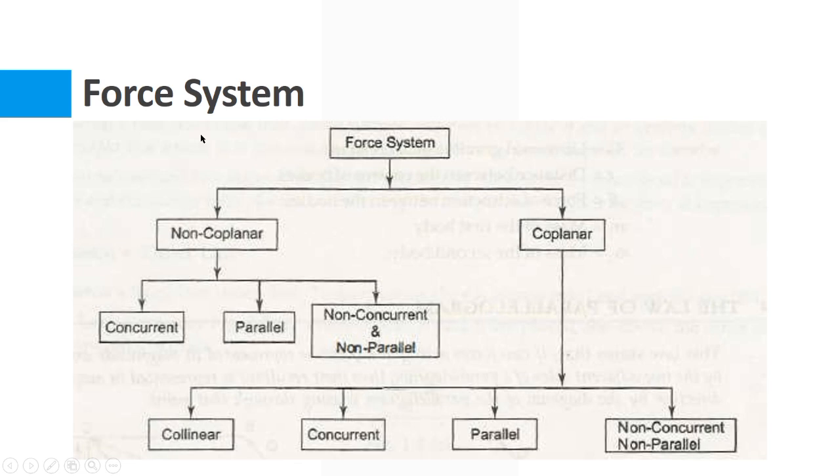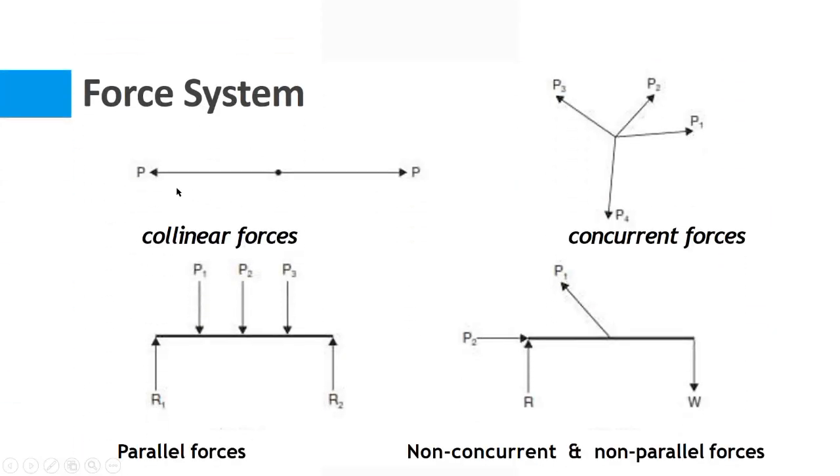Now let's discuss the force system. Force systems can be non-coplanar or coplanar. Coplanar means that all the forces are acting in the same plane, while non-coplanar means that the forces are not acting in the same plane but in different planes. Non-coplanar forces can be concurrent, parallel, or non-concurrent and non-parallel. While coplanar forces can be collinear, concurrent, parallel, or non-concurrent and non-parallel.